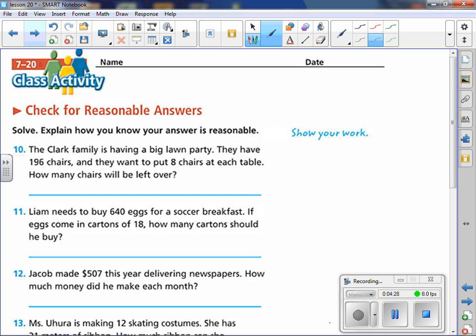Realize it's asking you the leftover, not how many tables they need. So be very specific in understanding what they're actually asking you for. I would suggest you might want to highlight what's being asked of you or underline it or something like that. That's a great strategy to make sure that you're answering your question correctly.